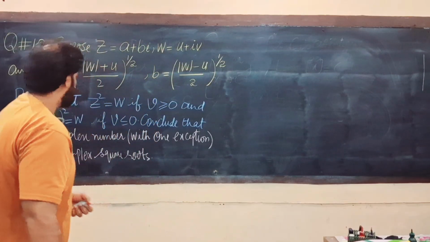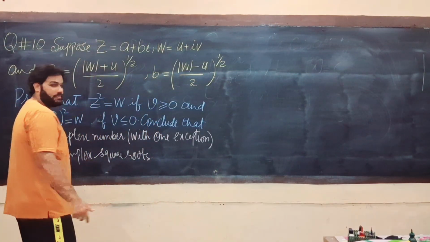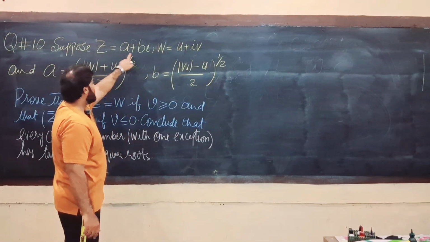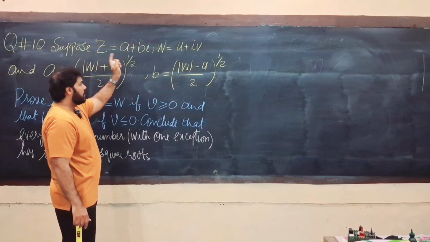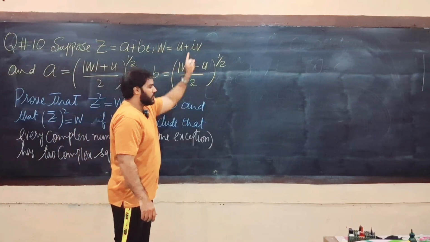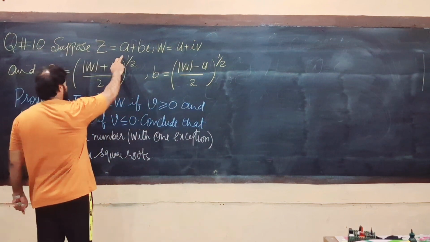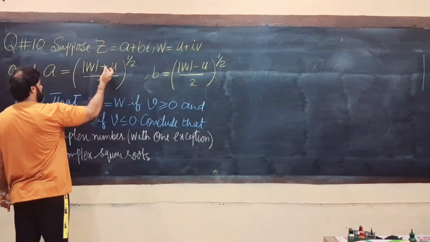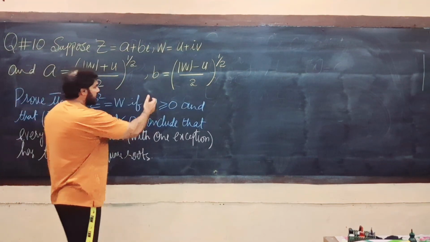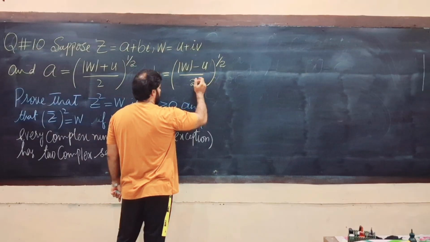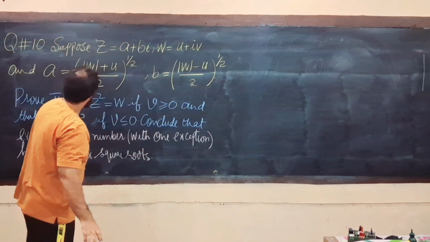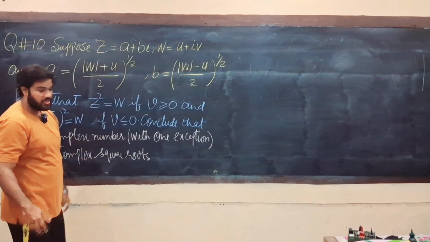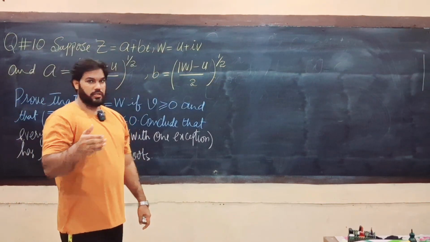What is the statement of this question? The question says that we have two complex numbers: z is equal to a plus b iota, and w is equal to u plus iota v. a and b are the real and imaginary parts of z, and u and v are the real and imaginary parts of w. The real and imaginary parts of z are given by a equal to the square root of (magnitude of w plus u) over 2, and b is given by the square root of (magnitude of w minus u) over 2. We have to prove that the square of z is equal to w. In other words, we can say that the square root of w is equal to plus minus z.